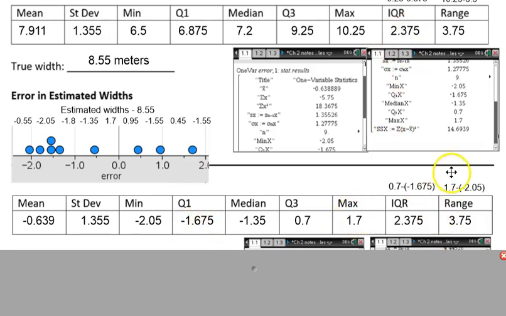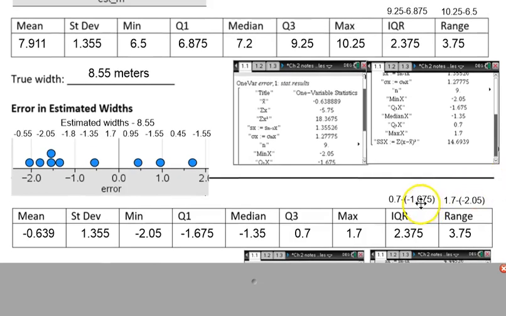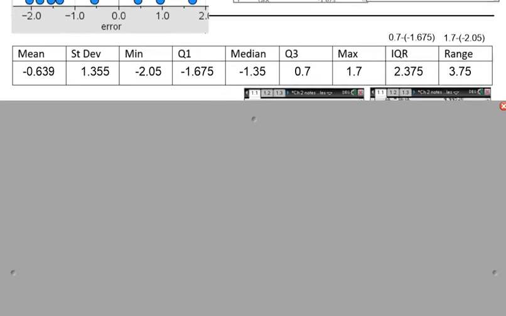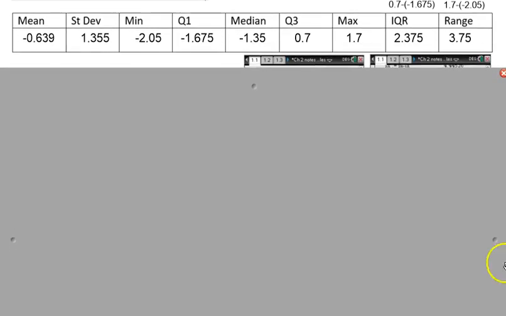But notice the IQR and the range don't change, because the IQR is just the difference between Q3 and Q1, and in this case both of them shifted down 8.55 units, so the difference between them is the same. Same thing with the range, which is the maximum minus the minimum. Everything shifted to the left 8.55, so the difference between them is still the same. So that's why the graph looks very similar here. The shape, notice, is unaffected, but only certain statistical measures are changed.